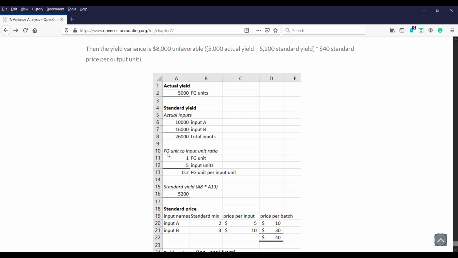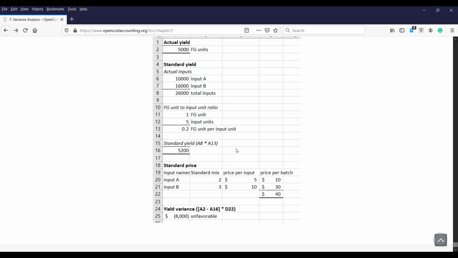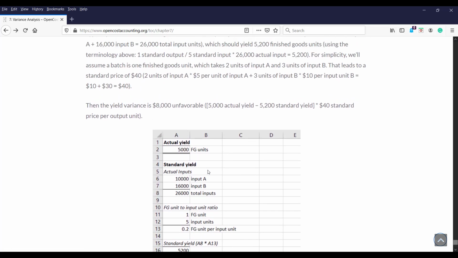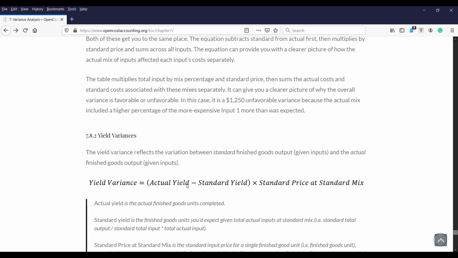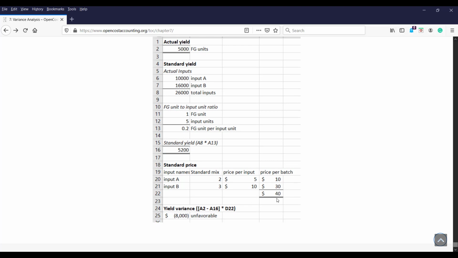We would expect the finished goods units to input unit ratio to be 0.2, 1 over 5. Our standard yield is total inputs times that expectation, or 5,200. We would expect, given 26,000 total inputs of both A and B together, to get 5,200 finished goods. And we construct the price per finished good, and we multiply that by the 200 unit difference between these two cells, A2 and A16. That's the difference inside the parentheses. Multiply that by the $40 per unit, and we get $8,000.